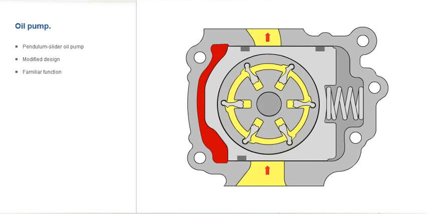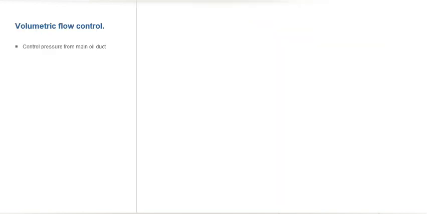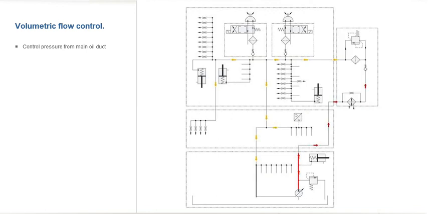The oil pressure in the control oil chamber pushes the pendulum slide to the right against the spring force. The pressure in the control oil chamber is the same as the pressure in the main oil duct. This therefore results in a control loop, as shown here in the hydraulic circuit diagram.